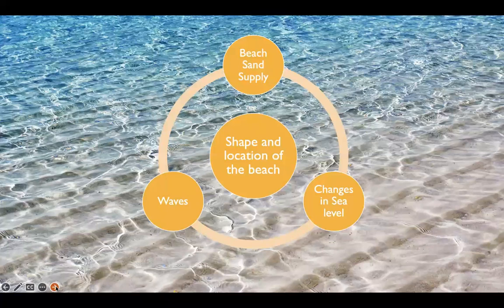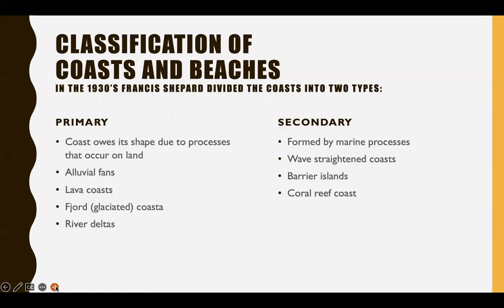So in order to make a beach, it depends on the shape and the location. These are the three things we need: sand supply, changes in sea level, and waves. Something to remember. So here's another old guy that decided that there are two different types of beaches. We have a primary beach. That's all the shape that comes from the land processes, so that means anything coming down from above.